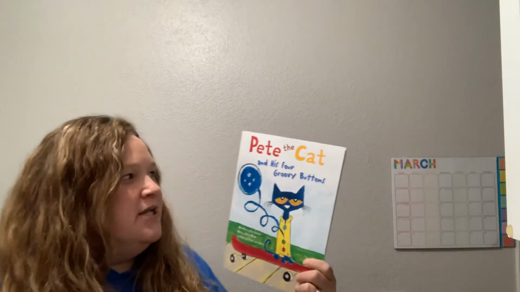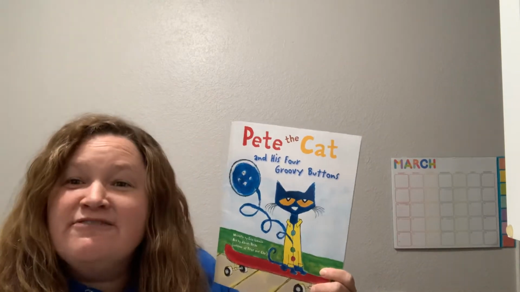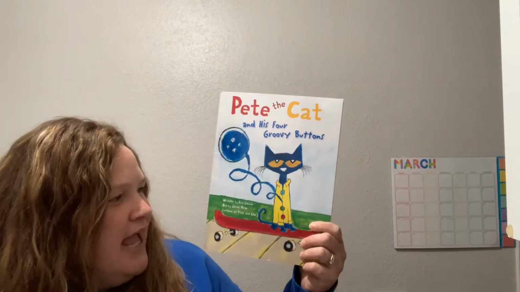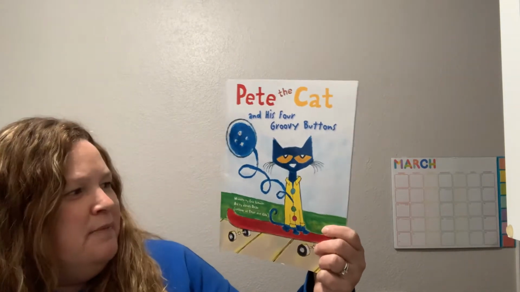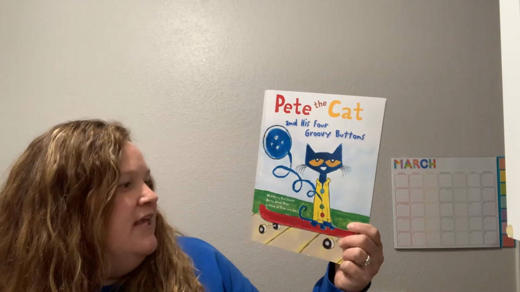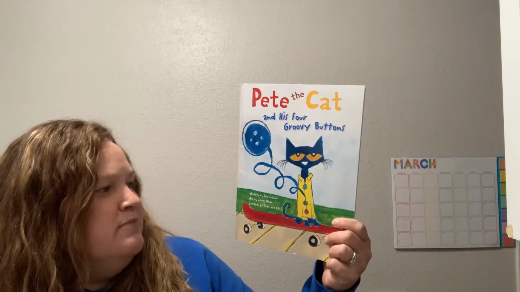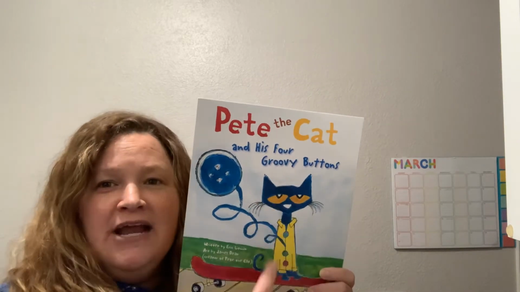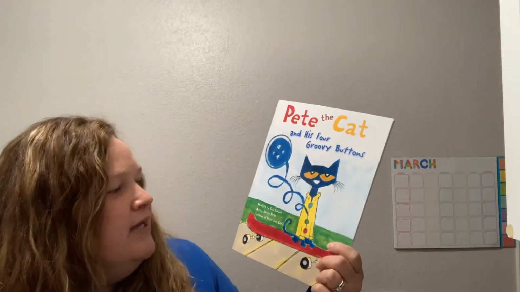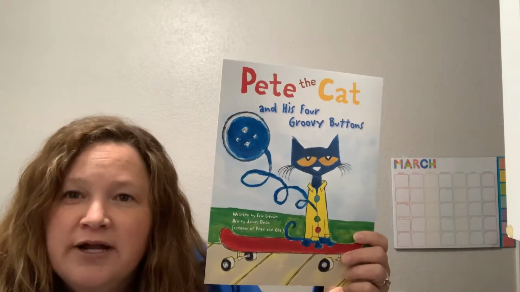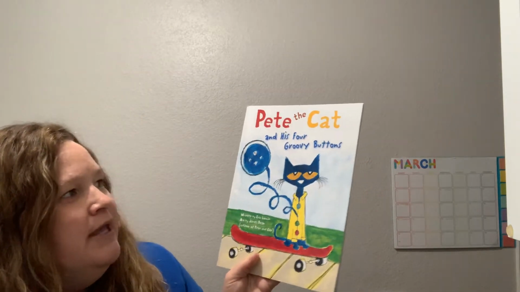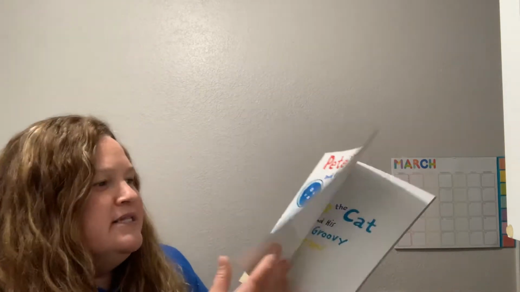It is called Pete the Cat and His Four Groovy Buttons. I know we know Pete the Cat very well. This is written by Eric Litwin. He is the author of the book, and the illustrations are by James Dean. James Dean is actually the one who created the character Pete the Cat, and then he had Eric Litwin write the words for it. So this is a cool one. It's different than the other ones we read before. We're going to read about his four groovy buttons.